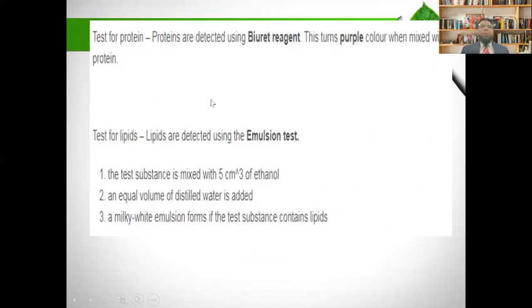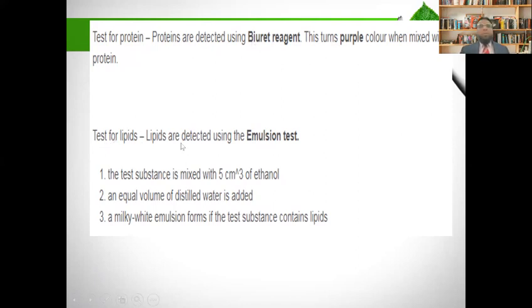Now, test for protein. Proteins are detected using the Biuret reagent. This turns purple when mixed with the protein sample. The normal color of Biuret reagent is blue. If there is protein in any food sample, it turns purple. So this test is also called the Biuret test.